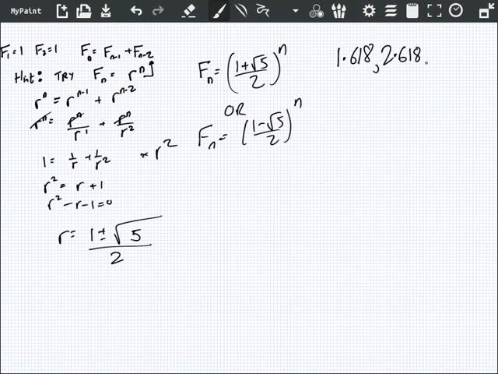2.618. Congratulations on pressing buttons in the right order. What's the next one, please? Cubed. 2.236. Okay. And let's do this one now. The first one with the 1. 1 minus root 5 over 2 power 1. It's 0.618. Yeah. Good. Roughly.